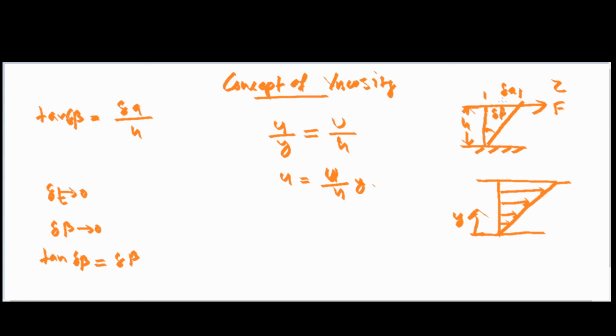Now we have the displacement here, so speed is equal to distance by time, so we can say this displacement delta A is equal to velocity u into delta t. Okay, now we can say that this delta beta is equal to u delta t by h.